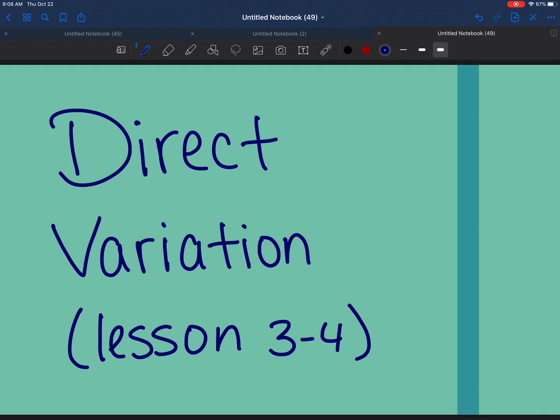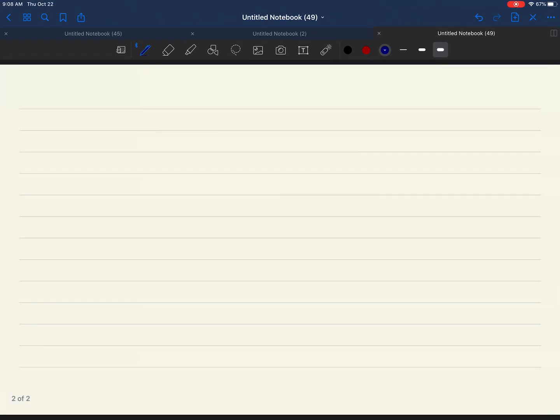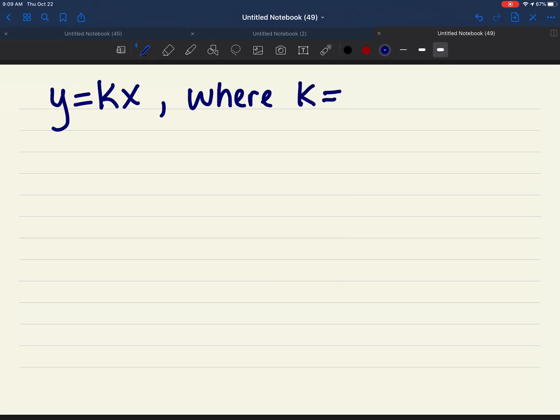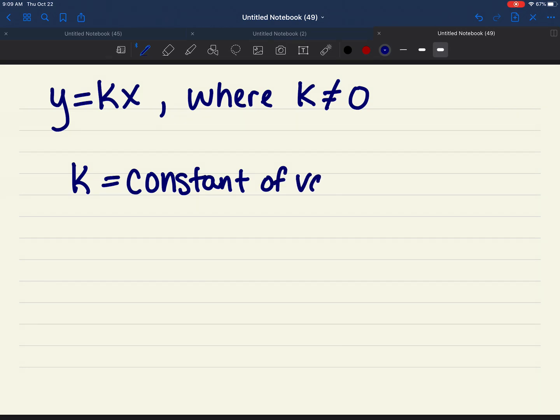All right, today we're going to look at direct variation. Direct variation is just described as an equation that's in the form y is equal to kx. So it's going to look like this every time. X and y are still values for an ordered pair, okay? And we know k is not equal to 0. All right, so k is just referring to the constant of variation.